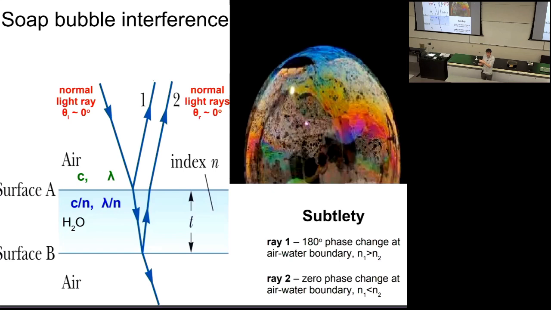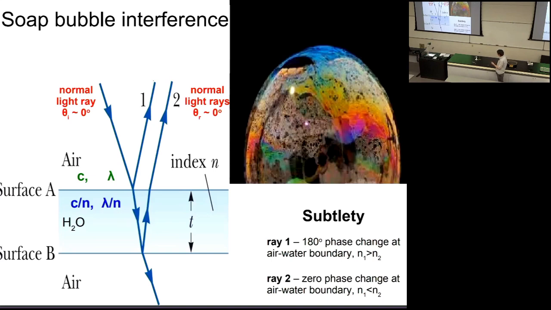And light is actually reflected off, sunlight is reflected off both the inner and outer surfaces of the soap bubble. So when you look at a soap bubble, you're actually seeing reflected sunlight from the inner surface and the outer surface of the soap bubble. That's what I'm drawing here.